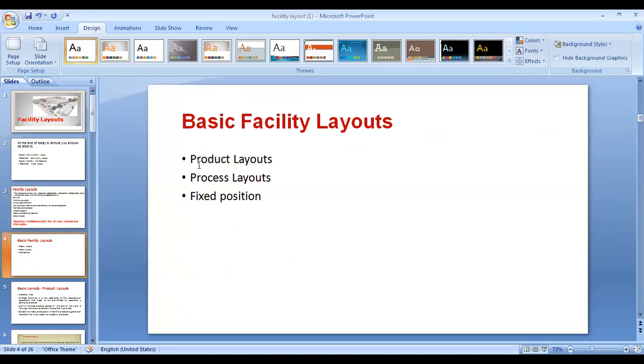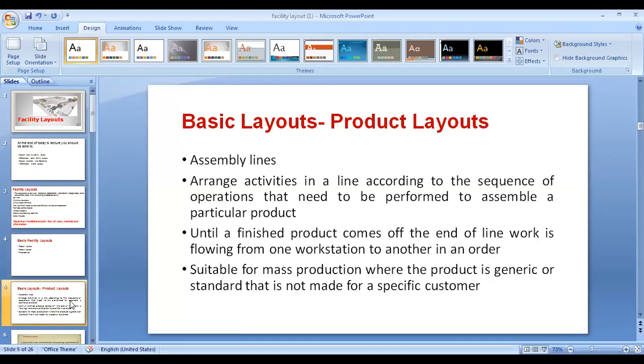The first one is product layout, process layout, and fixed position layout. First, we are going to look in detail at what is a product layout. It's one type of basic layout. This product layout is simply the assembly line. When you look at a factory, there is an assembly line. On this particular assembly line, we call it the product layout.